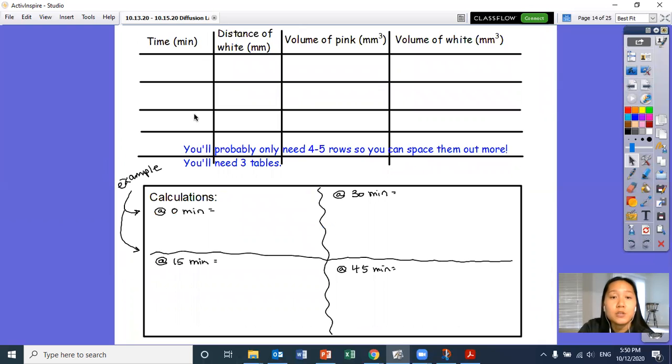Okay, so basically you're going to be making a data table like this. You want to have a column for time, a column for distance of white, right?